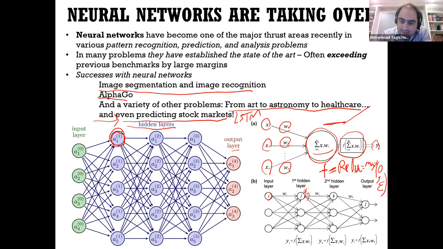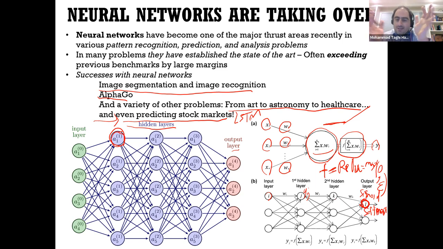Generally at the end, we have this can be a sigmoid function at the last layer, or softmax. So sigmoid or softmax. That gives the final results.